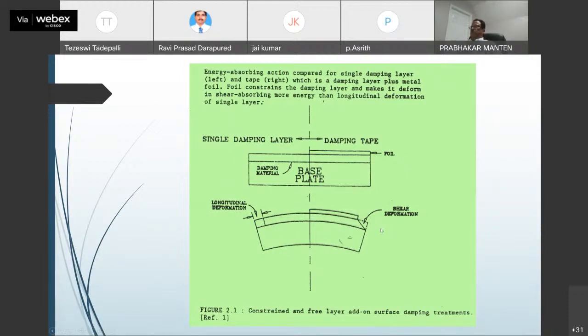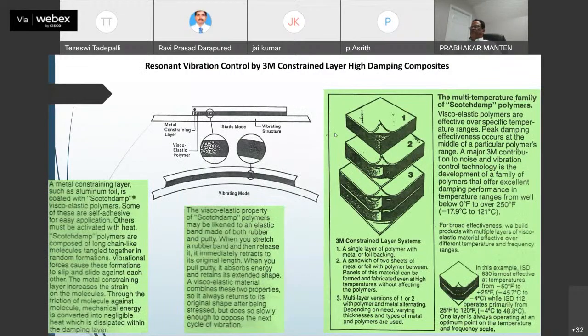So that's the nature of what are called applied damping treatments, damping tapes, and they're all readily available. They have been available over the past 30 years and have been applied. 3M is a big player in this. Other companies do it too.